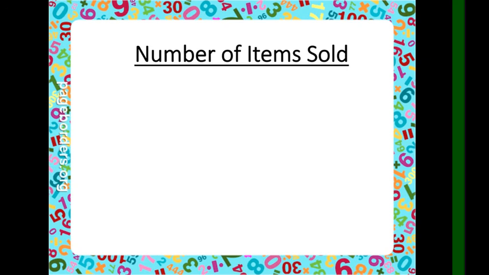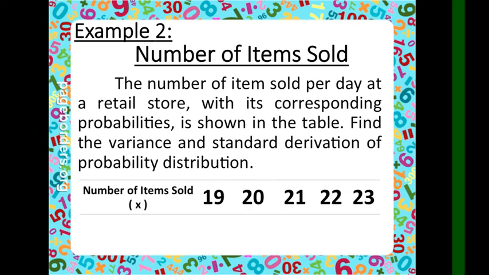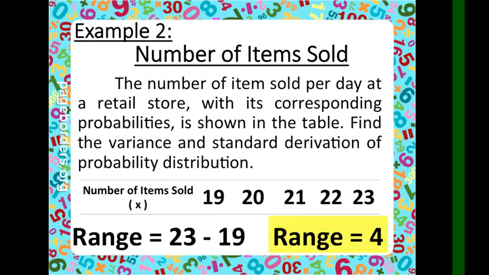Another example, number of items sold. So the number of items sold per day at a retail store. These are the number of items sold: 19, 20, 21, 22, 23. The range is 23 minus 19. 19 is the lowest and 23 is the highest. Therefore, the range is equal to 4. It means that the range of the number of items sold in a grocery store is equal to 4.